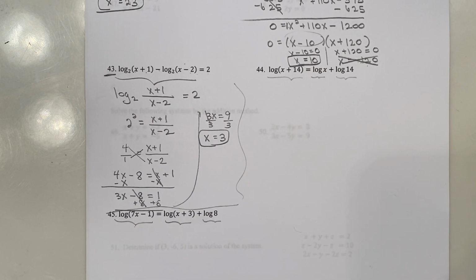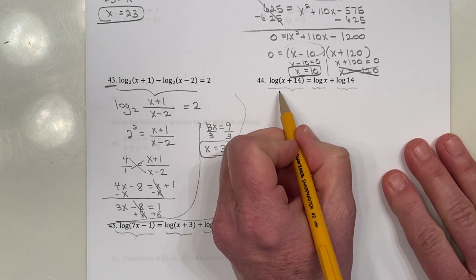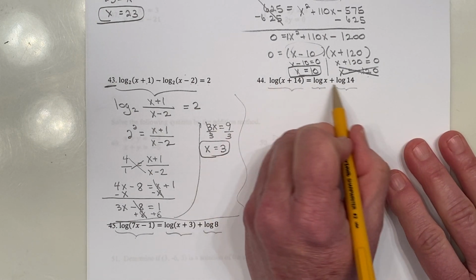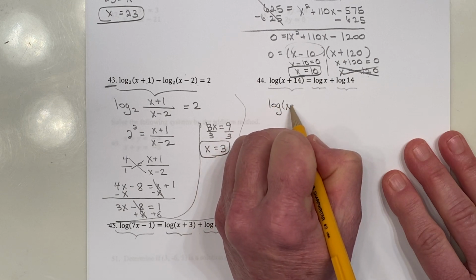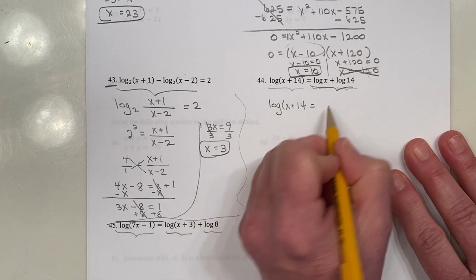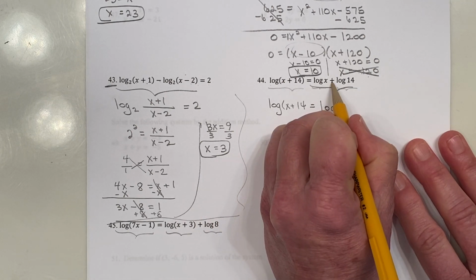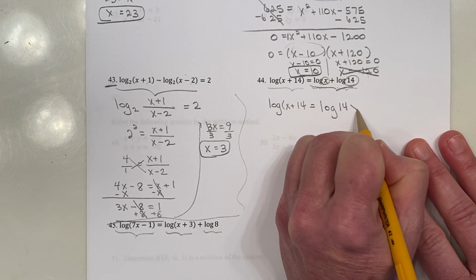All right, we're going to change gears. We have a different strategy on 44 and 45. We don't change to an exponential. We actually just remove the logs from both sides of the equations, but we can only do one log removal on each side of the equations. So the left-hand side of this problem is good, but over here I need to put these together. So plus means I'm going to multiply. So x times 14 gives us 14x.